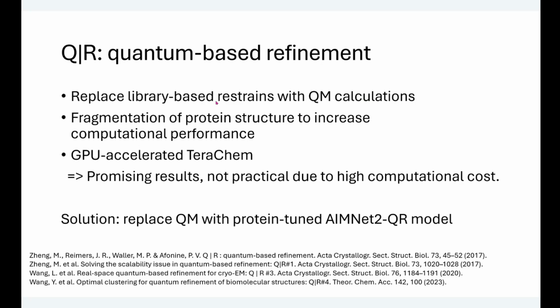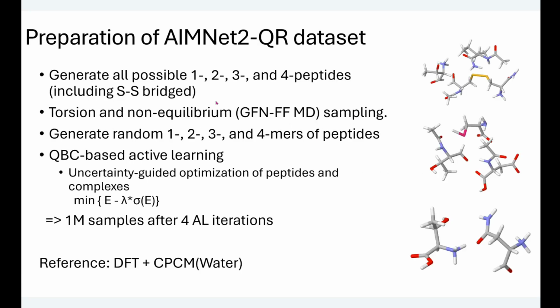This QR project has been going on for many years. There are a few publications on this, and the team who was developing this project targeted using quantum chemistry to compute those restraints, because usually it's a force field or something even simpler than a standard force field. They tried to use quantum chemistry and see if they could improve the models. It was very promising. The models were improved, but the computational cost, as you can imagine, was tremendous. And we tried to plug in an AIMNet model specially trained here.